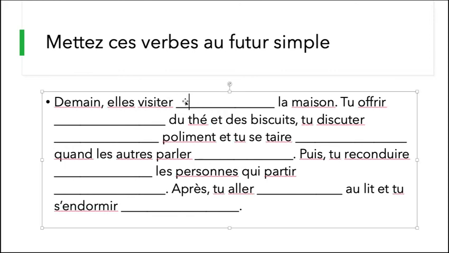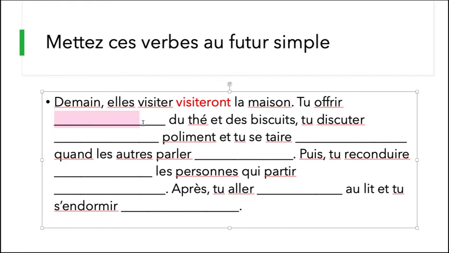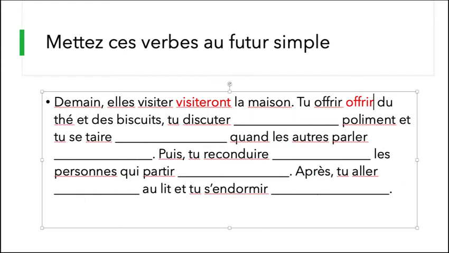So pretty simple. Visiter, right? You leave it as it is, and you'll see from your table there that the ending for elle pluriel is ont. Tu offrir du thé et des biscuits, right? This is an IR verb. So again, you leave it as it is, and you add the ending.